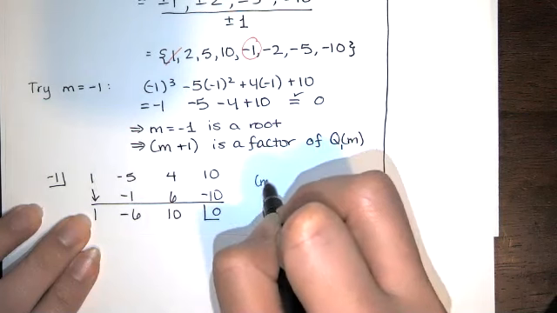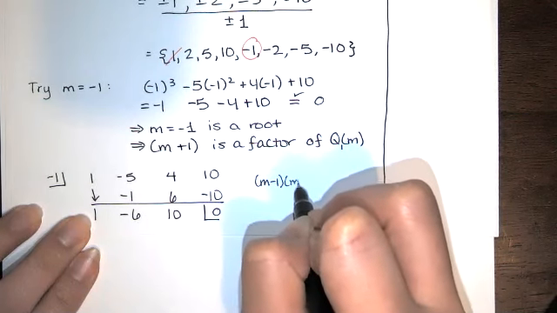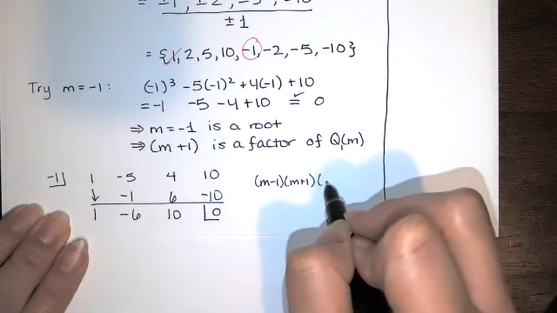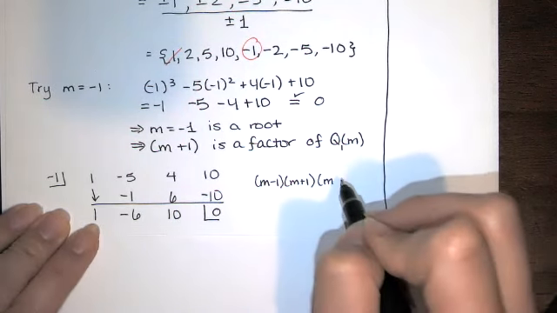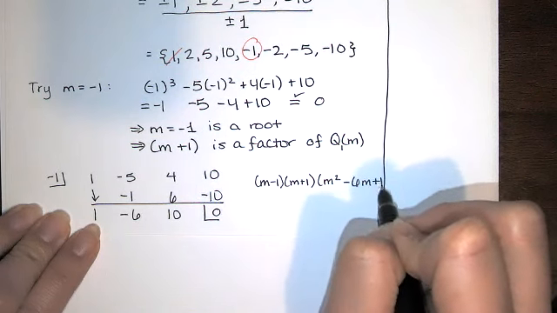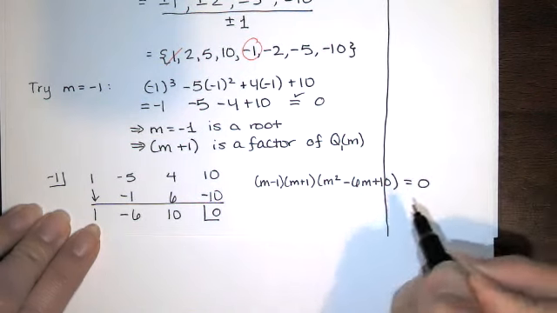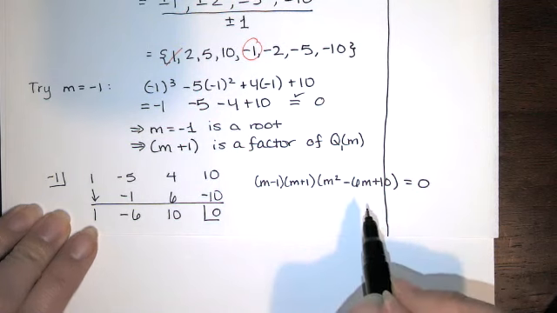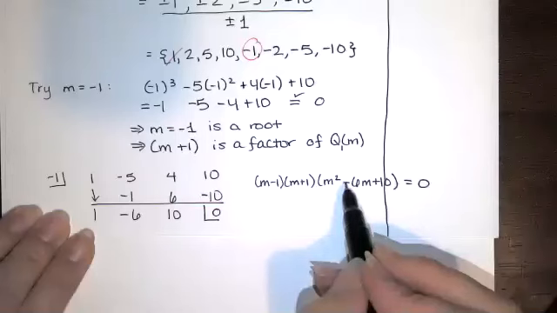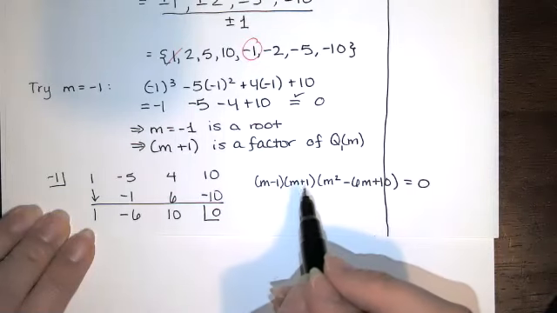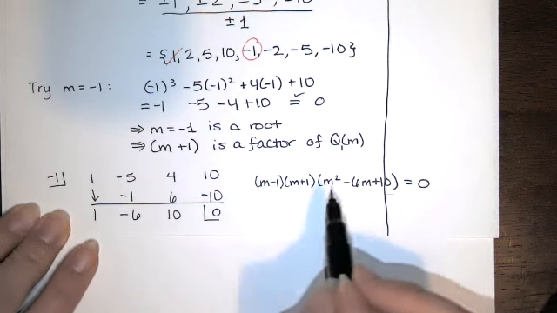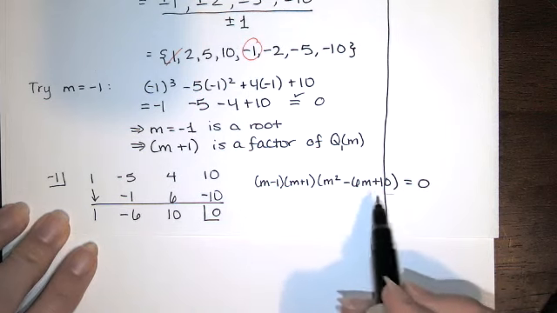So we've got m minus 1 from before, then we had the m plus 1, and then the quadratic that's left over has coefficients of 1. So we have 1m squared minus 6m plus 10, and that equals 0. Now, if this factored, we would factor it, but I can't think of two numbers that multiply to give me 10 that add to -6. So I'm going to complete the square on that. This is as factored as much as possible without using complex roots.